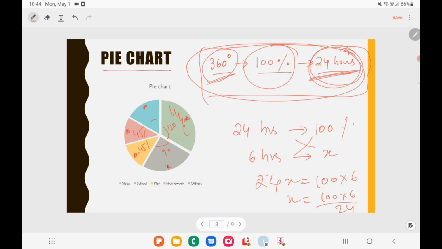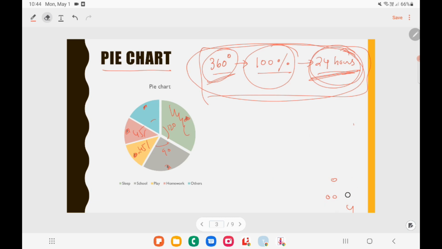So here also you can do it in a similar way. From the angle you need to find out the hours, right? Here you know that 360 degree corresponds to 24 hours, because in a day there are 24 hours. So we need to know 120 degree corresponds to how many hours. Just take it as x and then cross multiply.